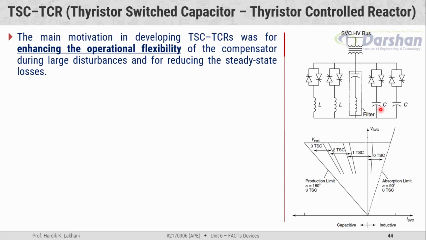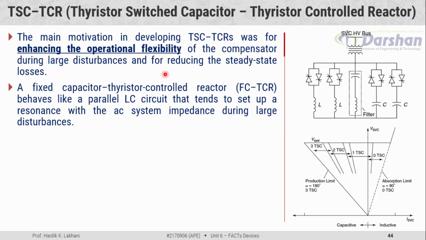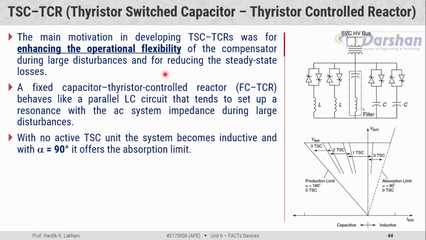The main motivation in developing TAC-TCRs was to enhance the operational flexibility of the compensator during large disturbances and to reduce the steady state losses. A fixed capacitor thyristor controlled reactor behaves like a parallel LC circuit that tends to set up a resonance with the AC system impedance during a large disturbance. With no active TAC unit, the system becomes inductive with alpha equal to 90 degrees. It offers the absorption limit.